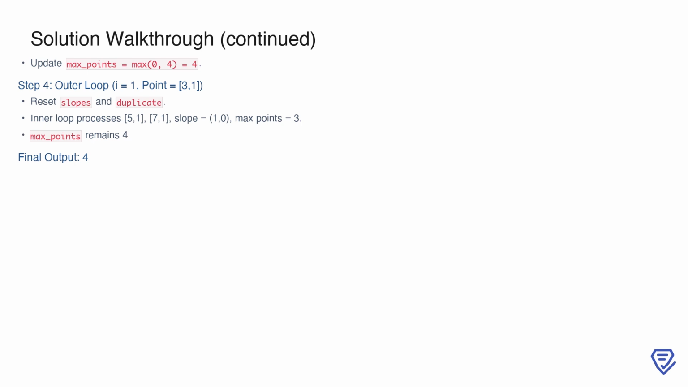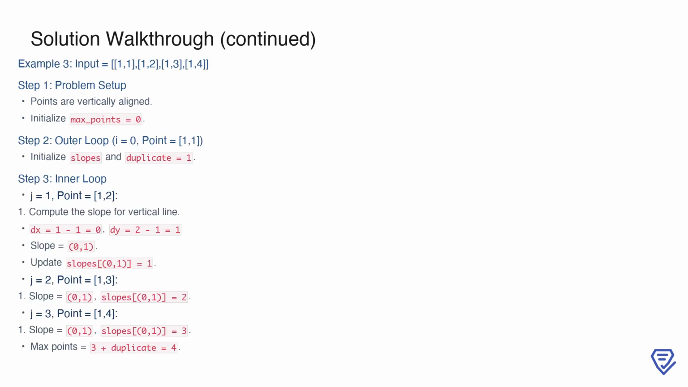In the inner loop, we compare (3, 1) with (5, 1) and (7, 1). The slope calculation results in (1, 0) for both cases, and we increment the count for this slope in slopes. Including the duplicate point, the maximum points for this slope is 3, but since max_points is already 4, it remains unchanged. The function ultimately returns 4 as the maximum number of collinear points for this example.